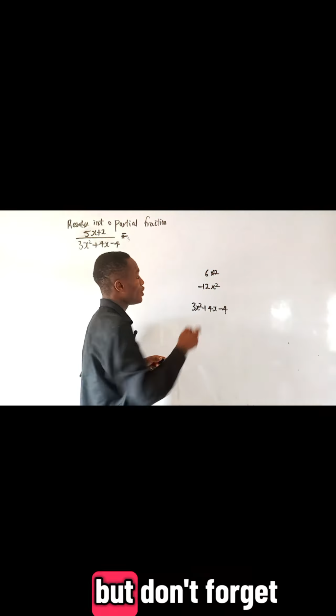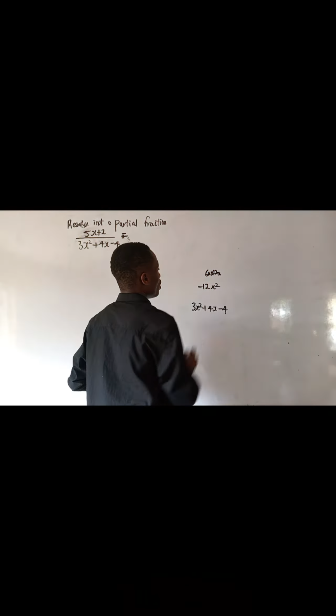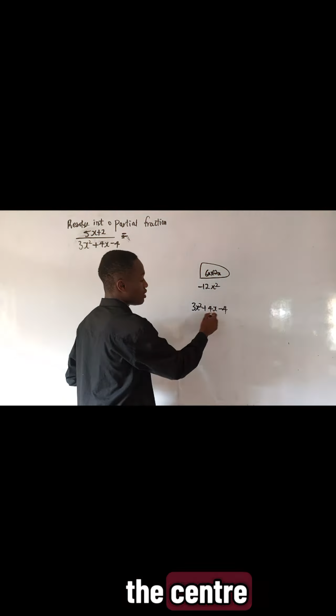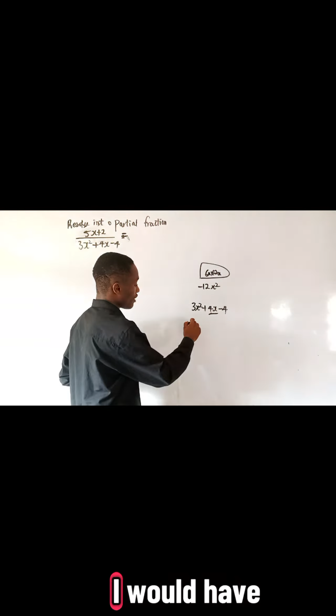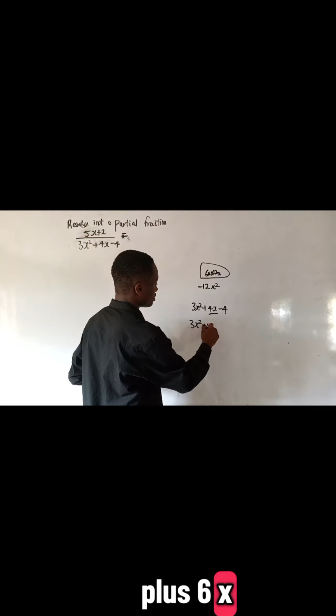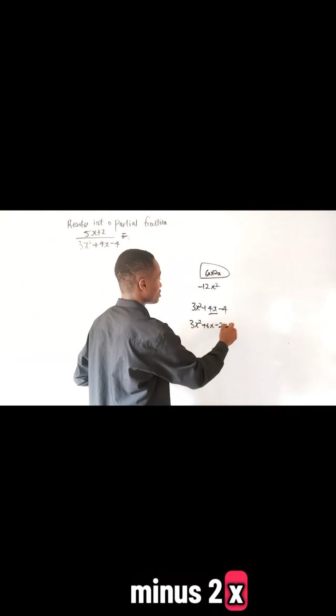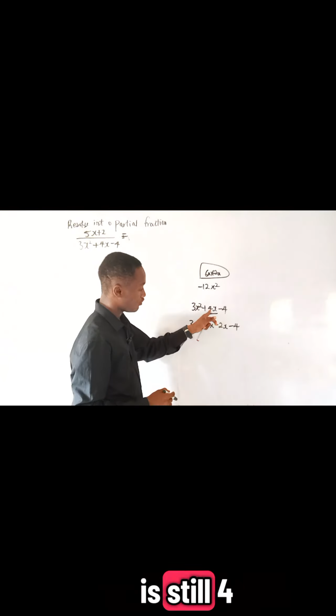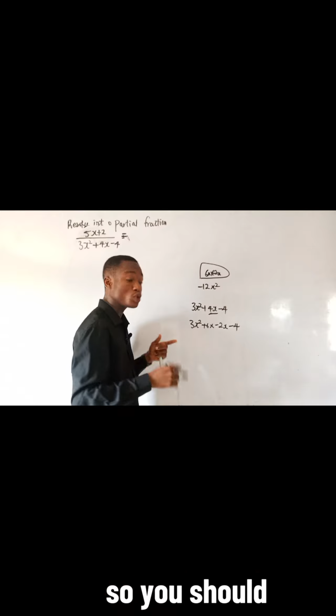But don't forget to put your x. So what is left for me now is to substitute what I have here into the center in place of 4x. So I would have 3x squared plus 6x minus 2x minus 4. You can see that 6 minus 2 is still 4, so you return back to the same thing.